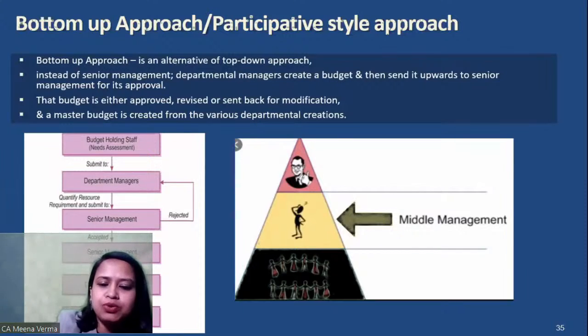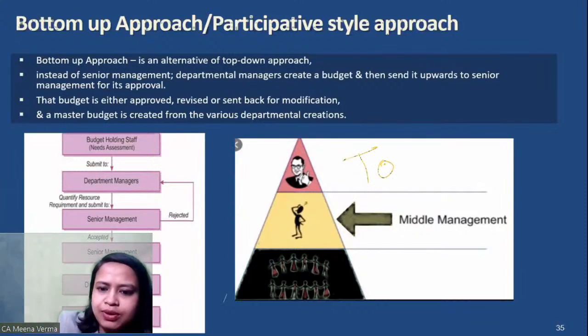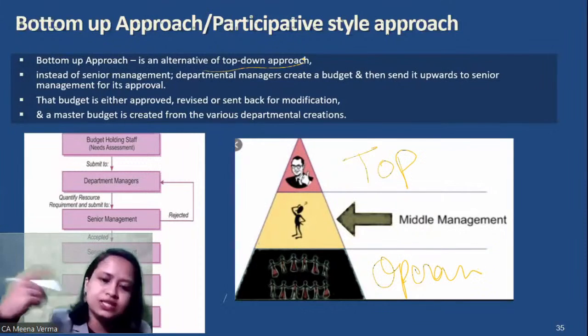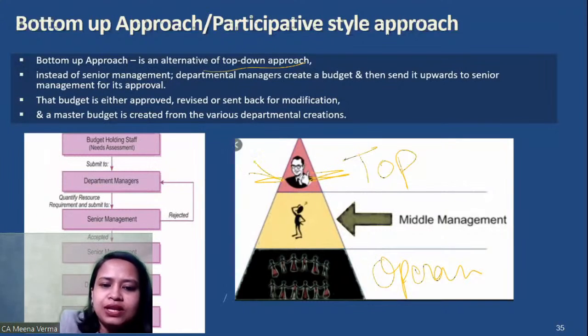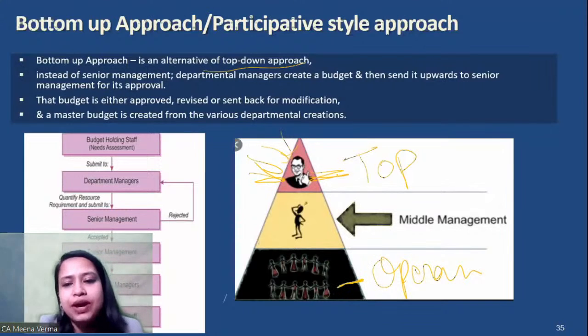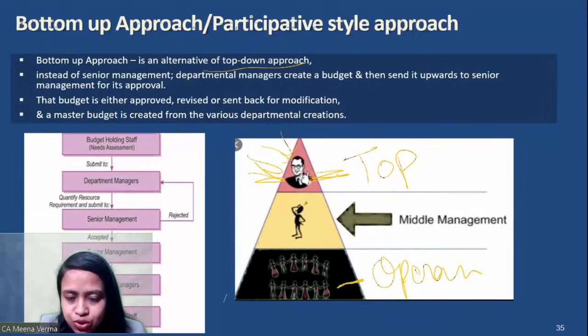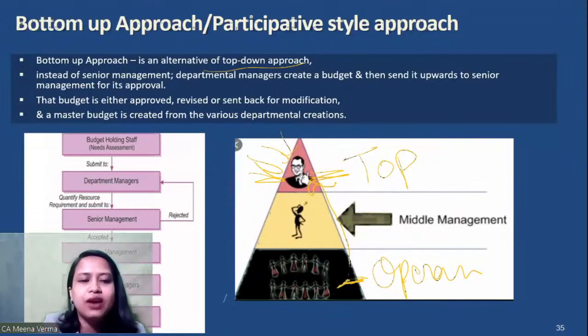Now in the case of the bottom-up approach, see, this is my organization, this is my top level management, the people sitting here, and this is my operational level management. So bottom-up approach is an alternative, a reverse of whatever you have studied in the top-down approach. So instead of the senior managers, the people who actually work with the machines, or who actually provide the services, they prepare the budget and send it to the top level management for their approval.